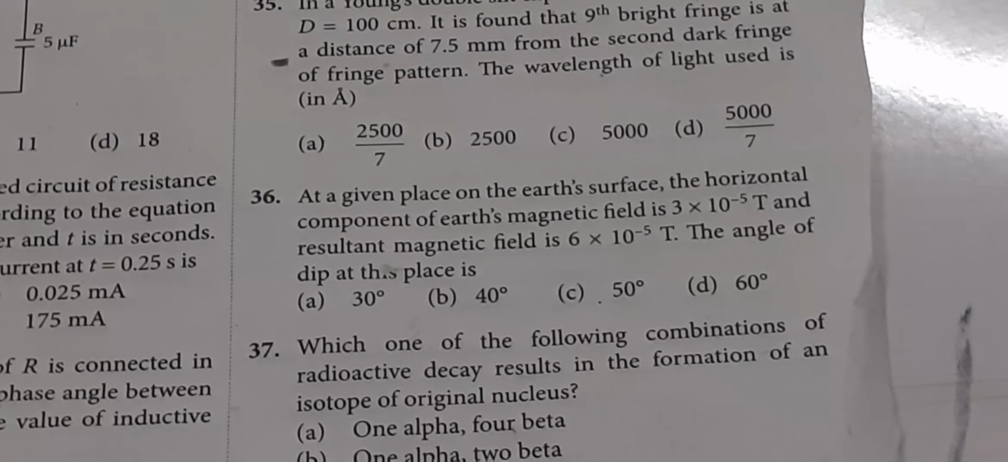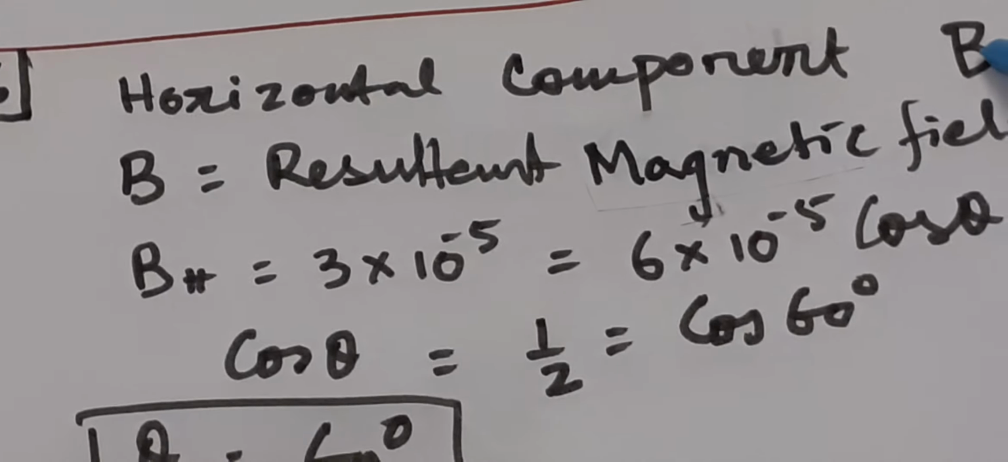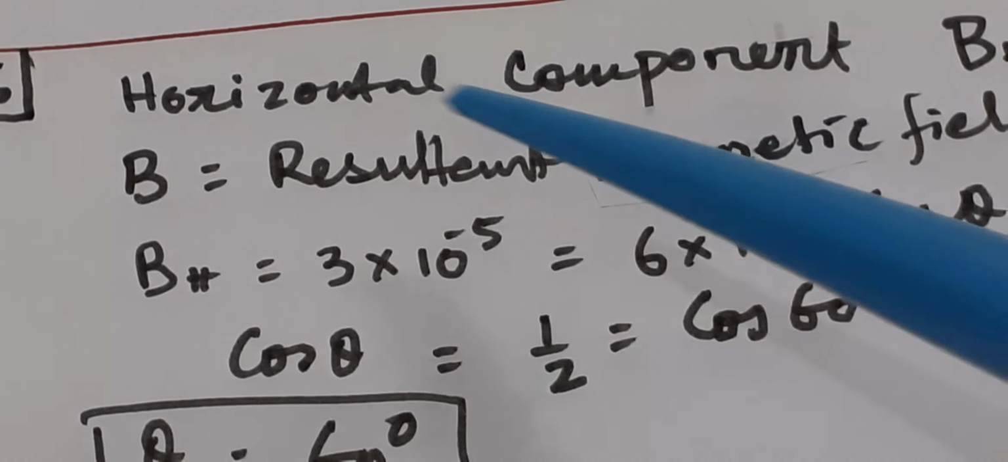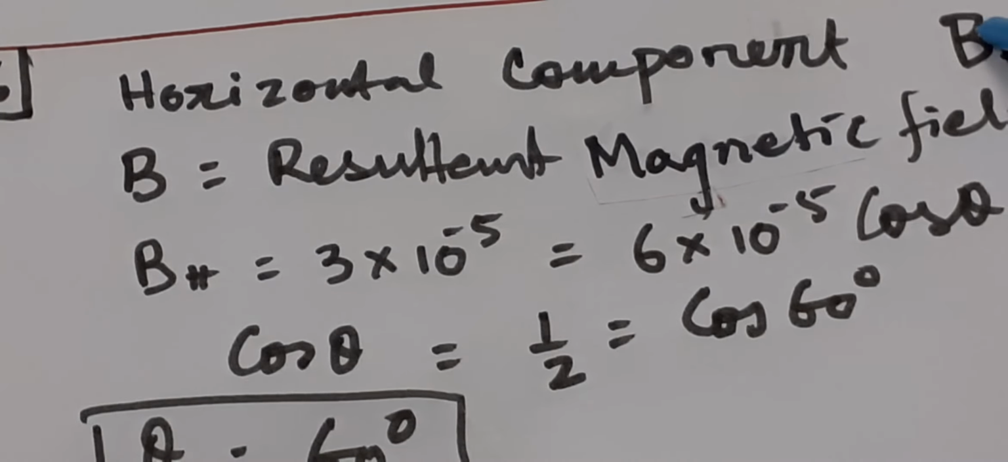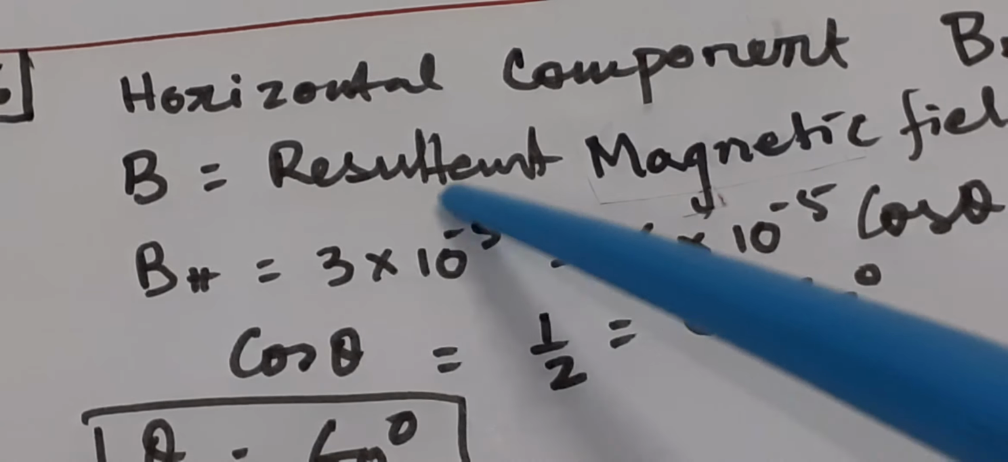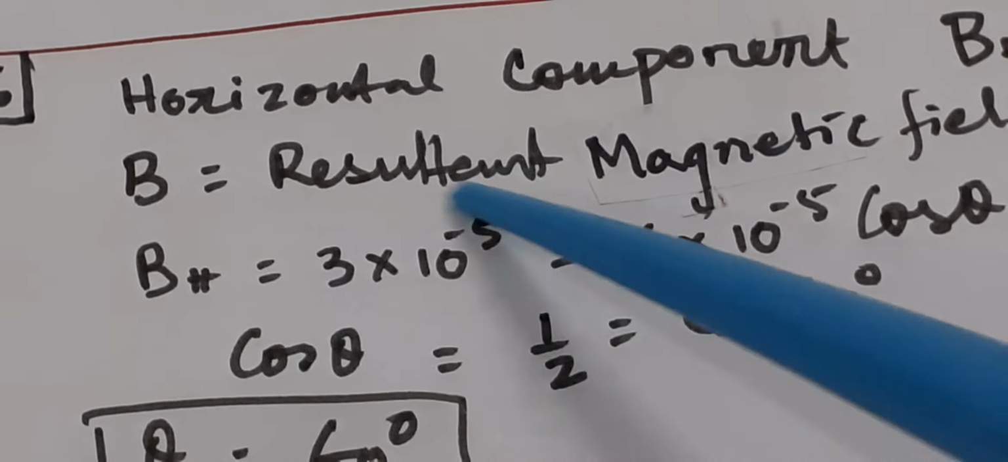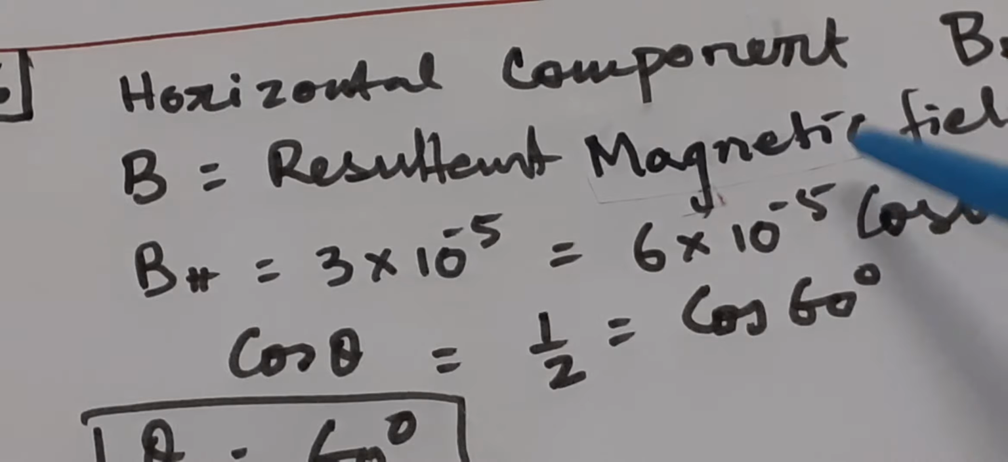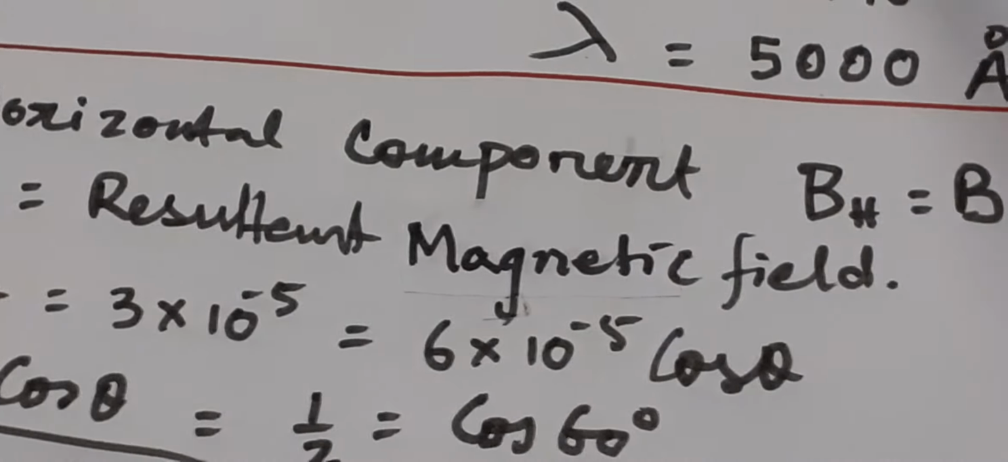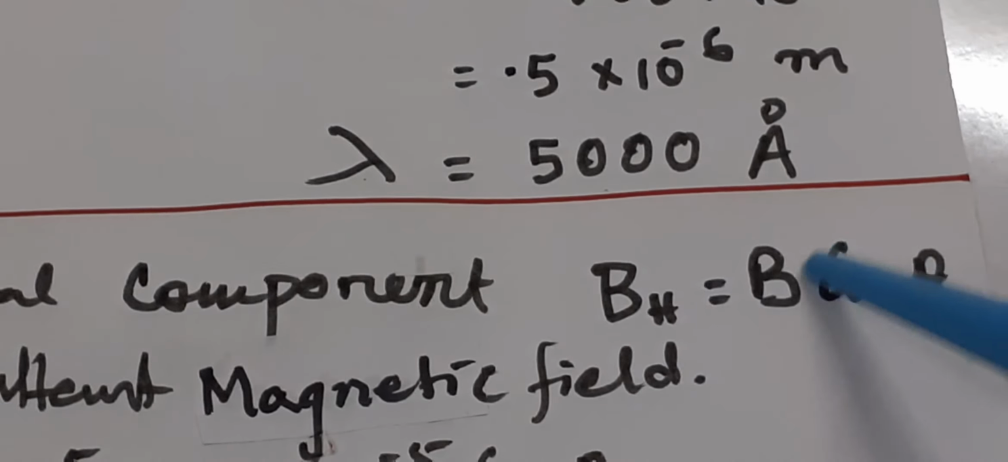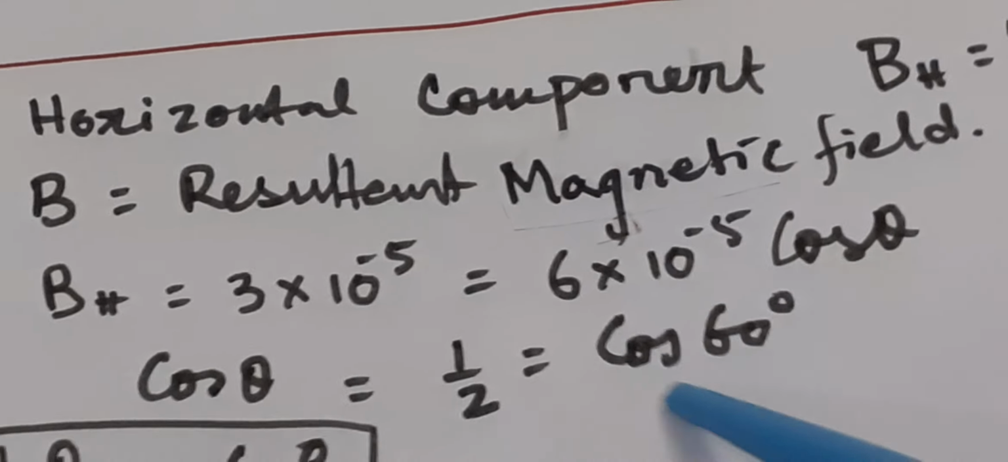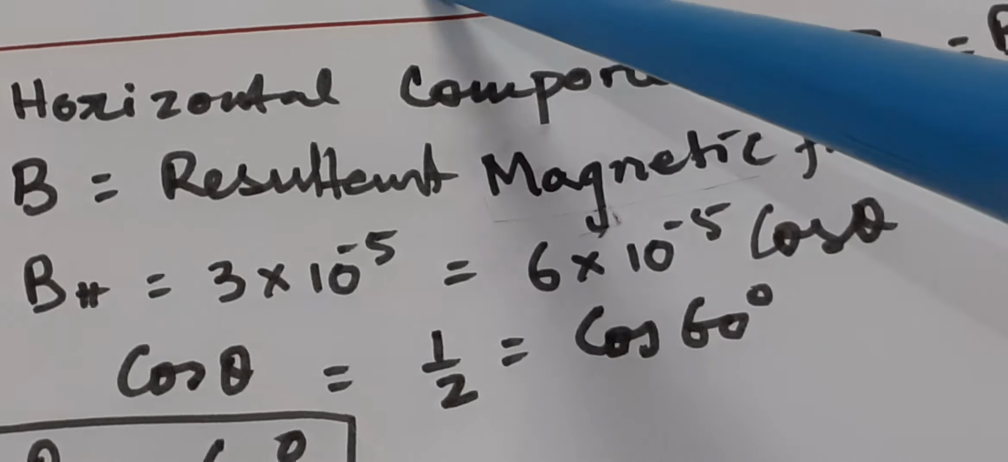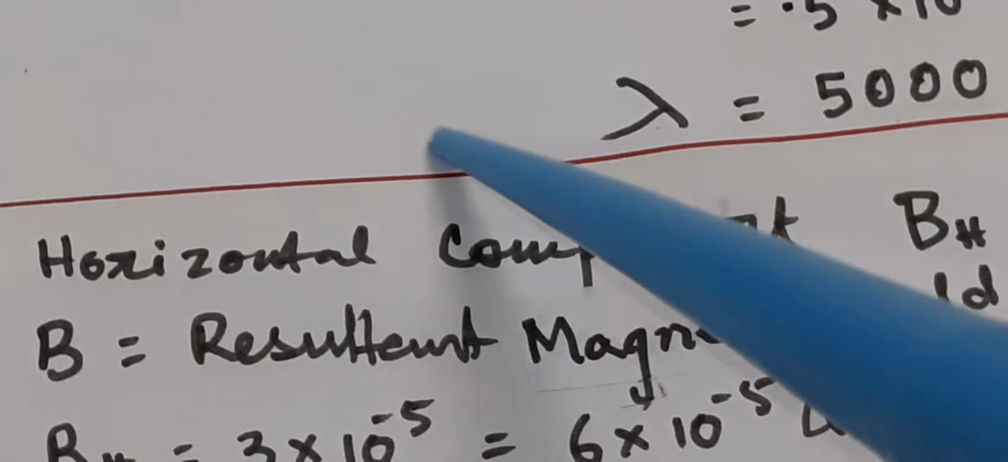That is the point. Let us see how we can solve this simple job. BH horizontal will be B cos theta. B is given, BH is also known. The horizontal component is given, and the resultant value is also given. Since this is known, cos theta will be known. Cos theta is half, so theta will be 60 degree.